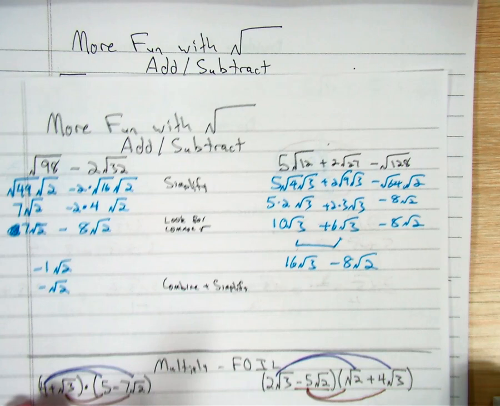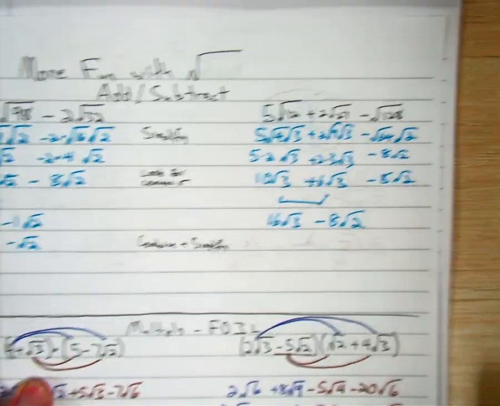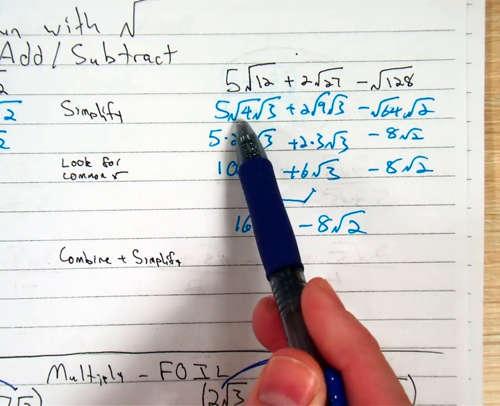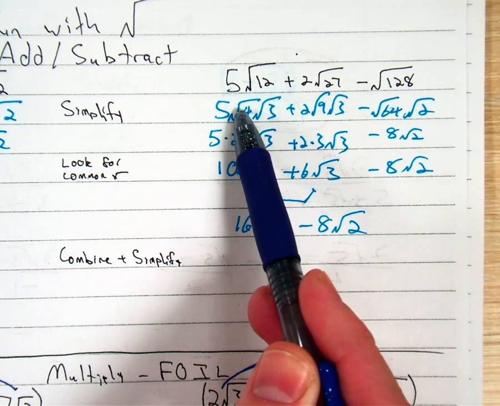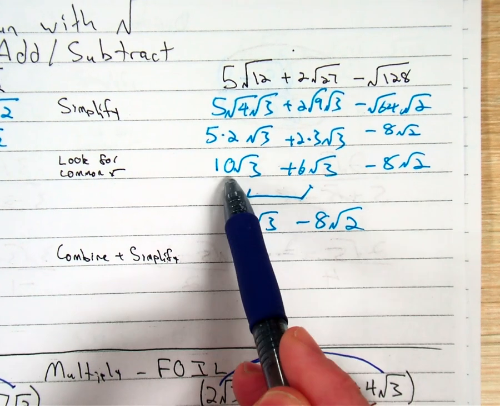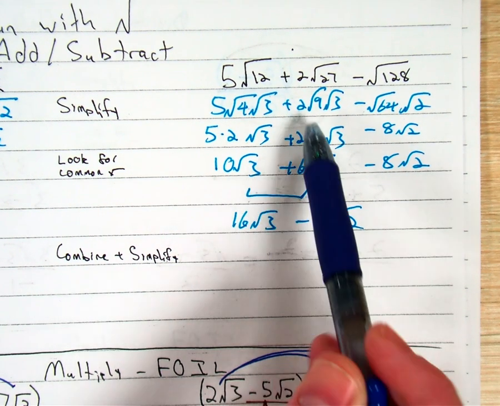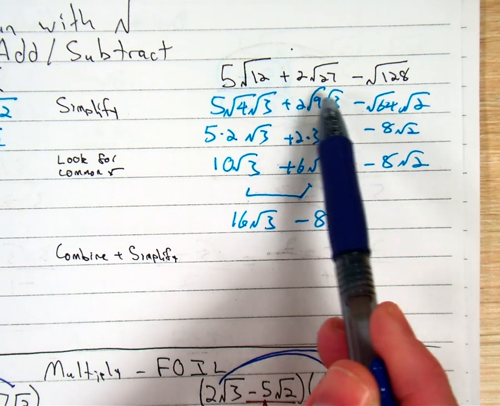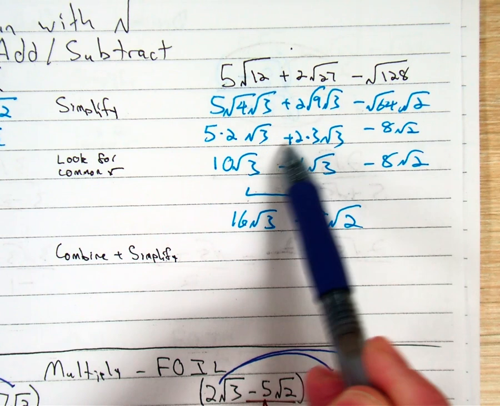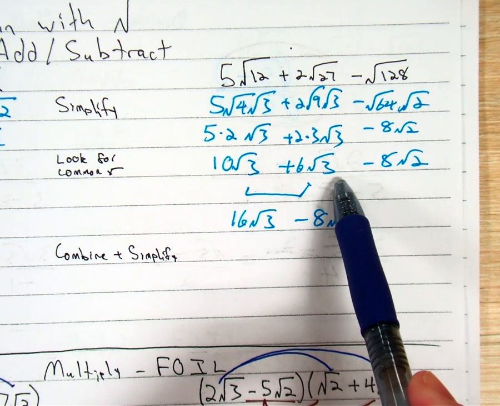Okay, check it out. We're going to split 12 up with radical 4, radical 3. Square root of 4 is 2. 5 times 2, 10 radical 3. 27, we're going to go 9 and 3. Square root of 9 is 3. 2 in the front, 2 times 3 is 6 radical 3.